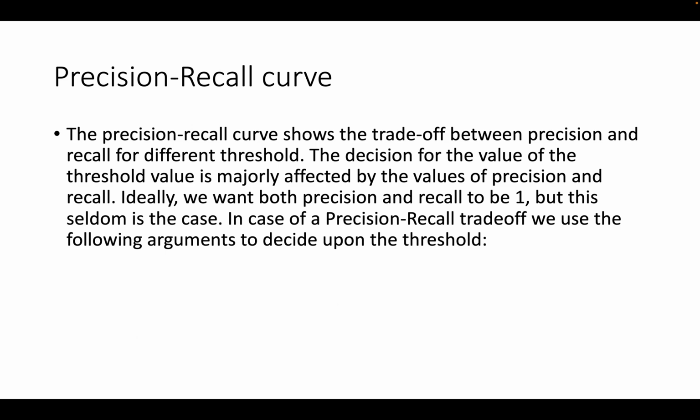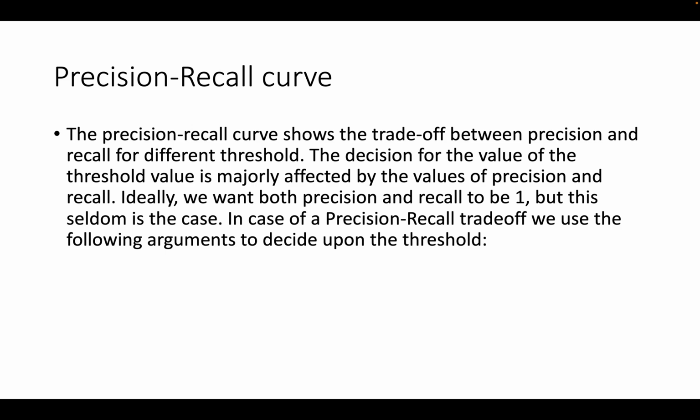Precision recall curve. The precision recall curve shows the trade-off between precision and recall for different thresholds. The decision for the value of the threshold value is majorly affected by the values of precision and recall. Ideally, we want both precision and recall to be one, but ये possible नहीं है. तो F1 score तो insane हो जाएगा, 100% हो जाएगा. But this seldom is the case, okay? Obviously, because the chances of that happening are really less.